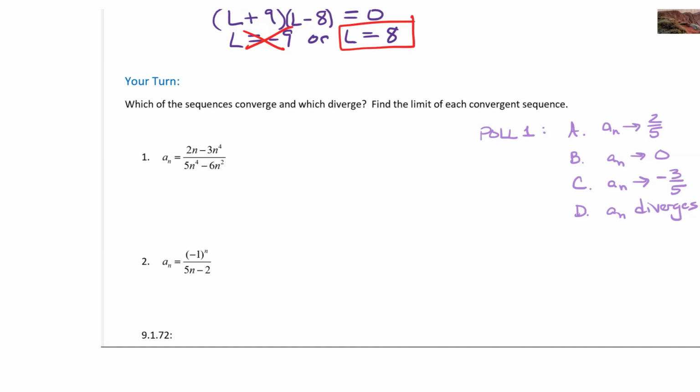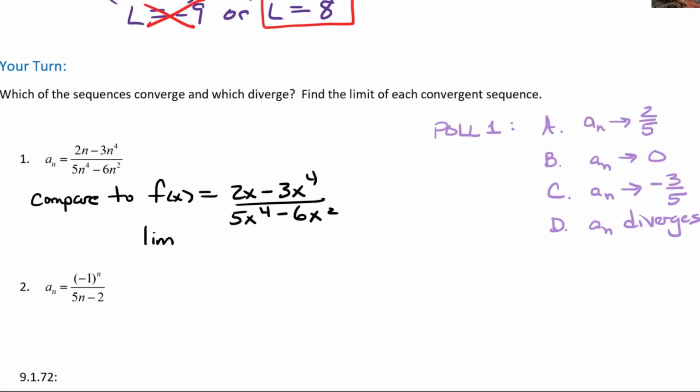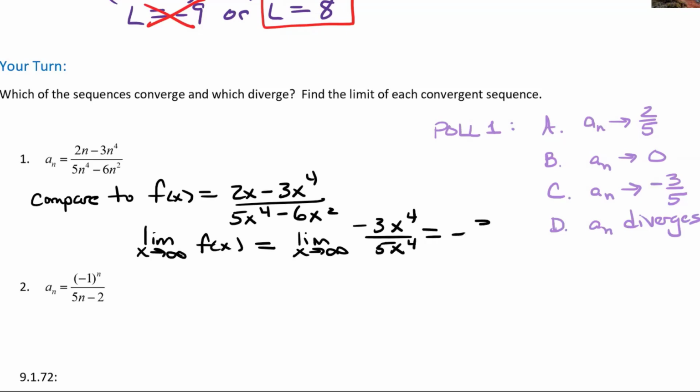So I would say that the reasoning would be that we're going to compare it to a function. The function f of x equals (2x minus 3x to the fourth) over (5x to the fourth minus 6x squared). So the limit as x goes to infinity of f of x is going to be the same as the limit as x goes to infinity of the ratio of the two highest degree terms. So that's going to be negative 3/5. Okay, so that's C.